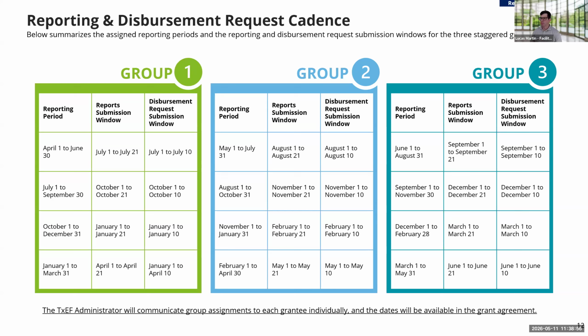And then in Group 3, again moving forward one more month, June 1st through the end of August, with reports and disbursements coming in September for those. You get the gist there, but we will communicate the group assignments to each grantee individually before we get to grant agreement execution.